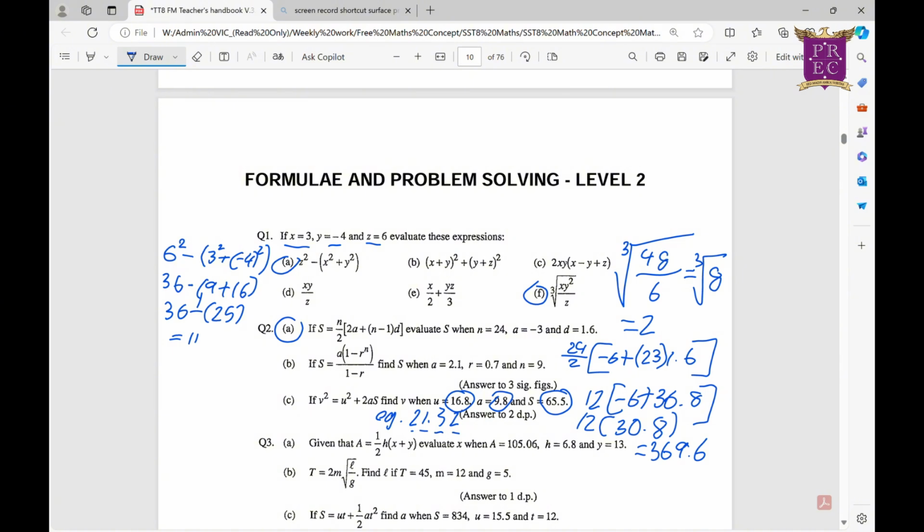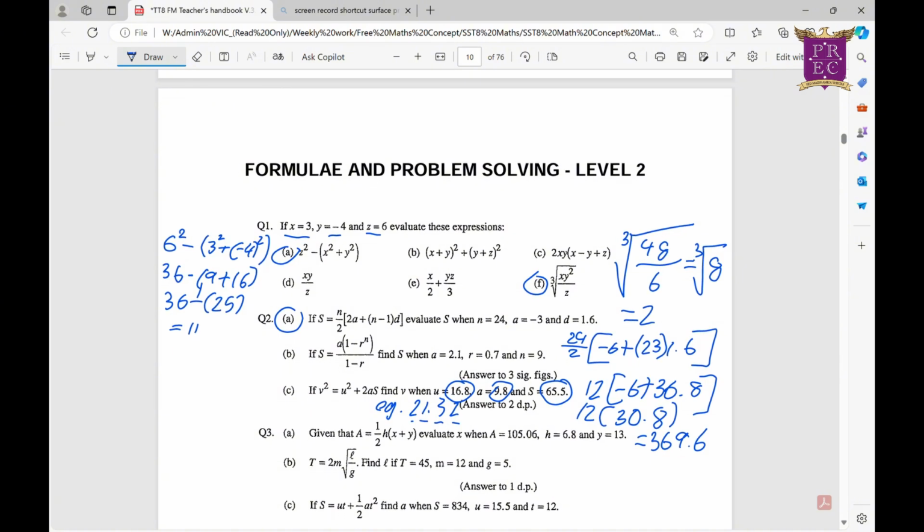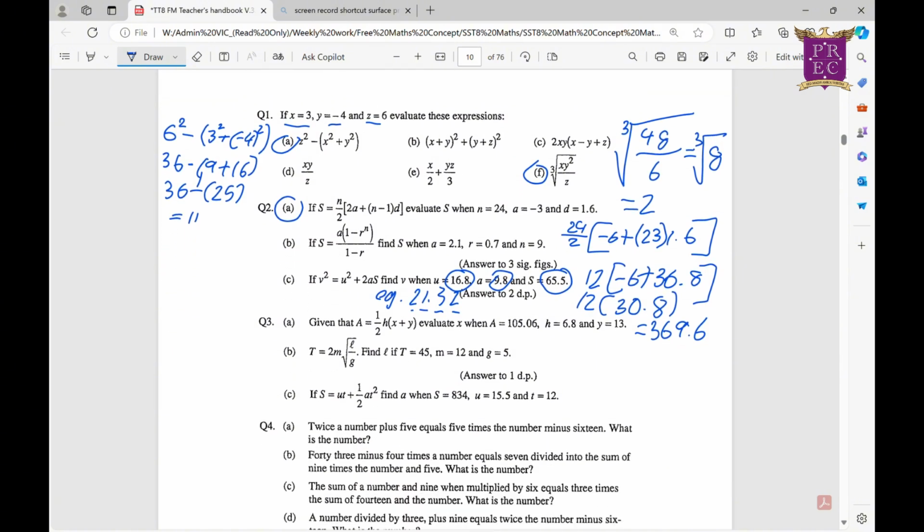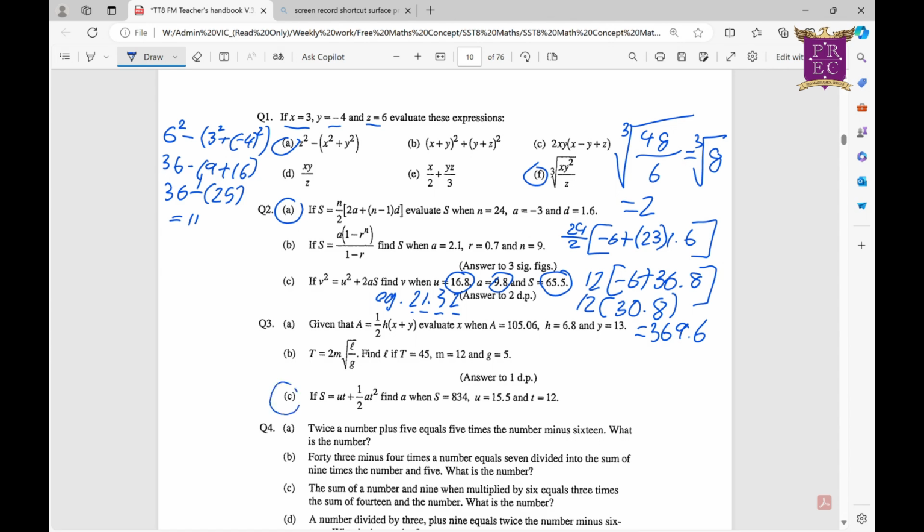Alright, let's have a look at 3C now. We're looking for A when S is equal to 834, U is equal to 15.5, and T is equal to 12. To find A, what we need to first do is rearrange the equation so that A is the subject.